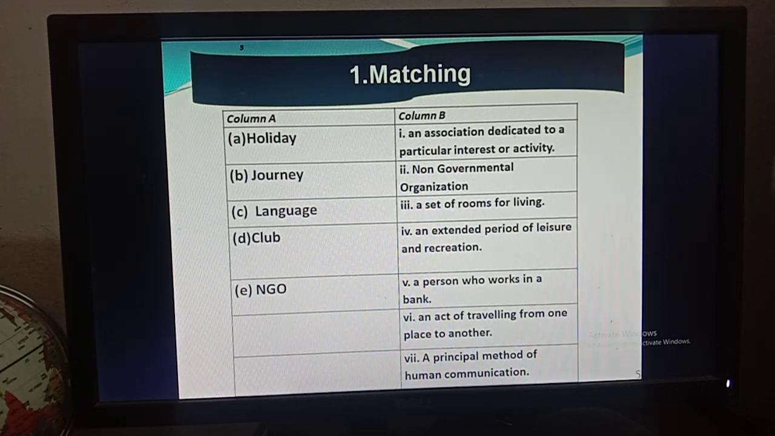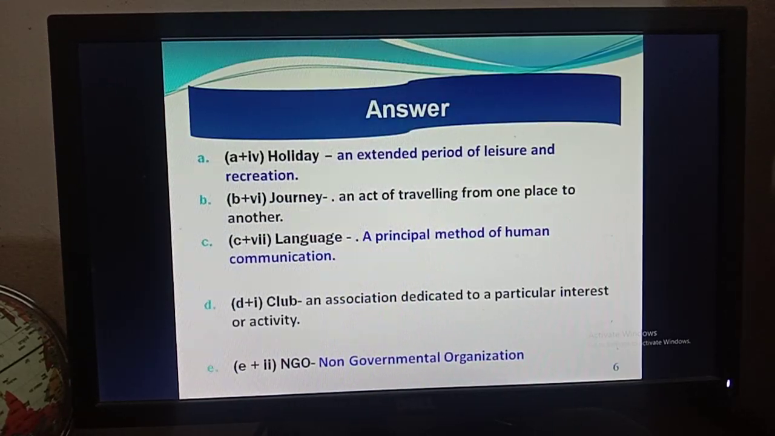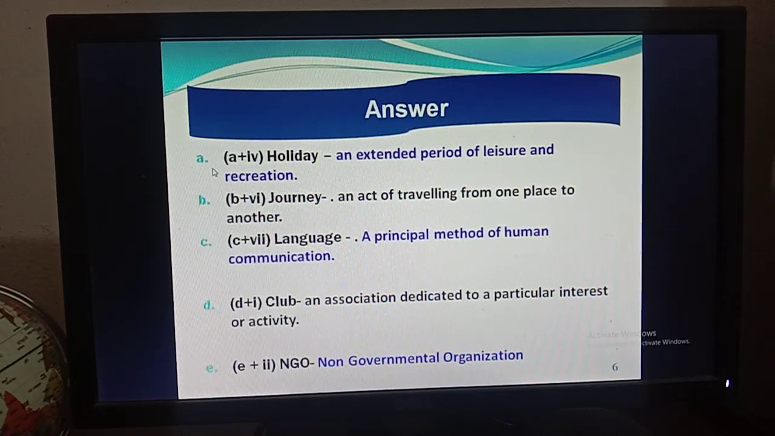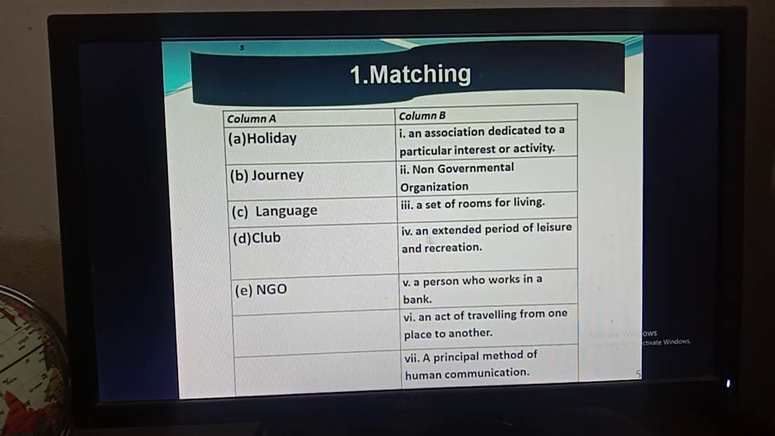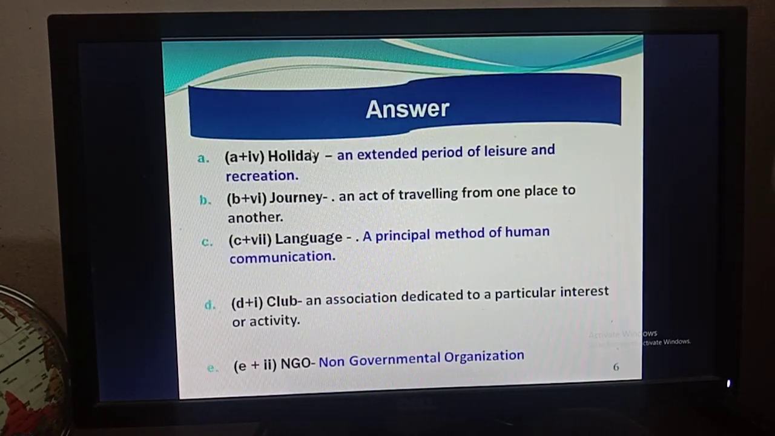Now I am going to show you how to write these answers. In number A you will write first the number, that means A. Then you will write which number goes with which number, that means you write the letter of column A, then a plus sign, then the number of column B with which it matches. So A matches with Roman number 4 of column B, an extended period of leisure and recreation. Now you will write the main word, that is holiday. Then you will write the meaning of the word, an extended period of leisure and recreation.